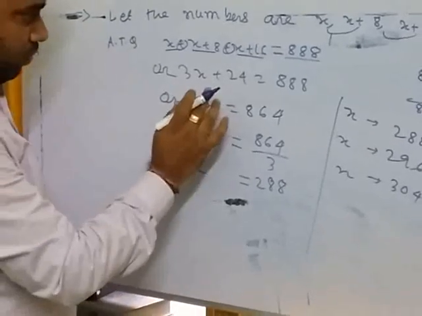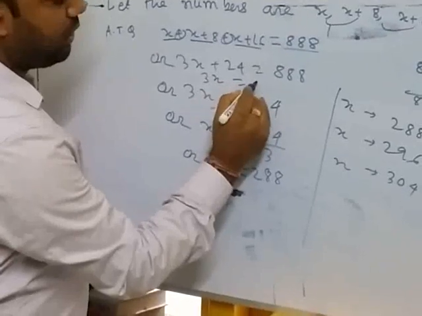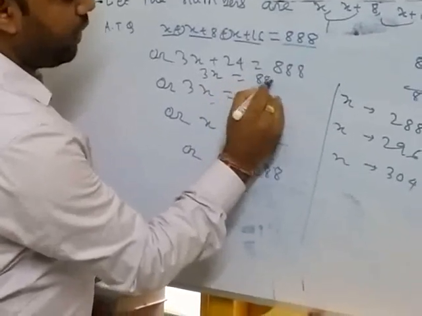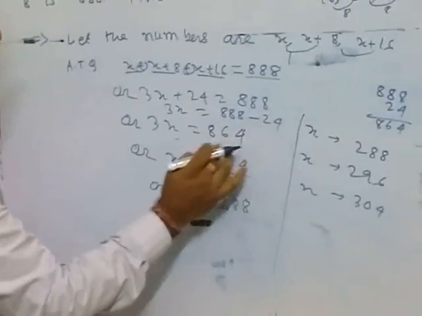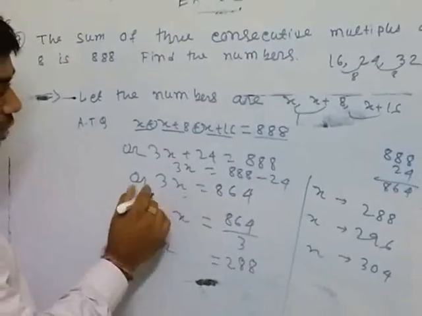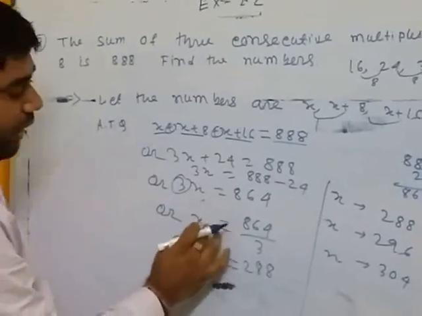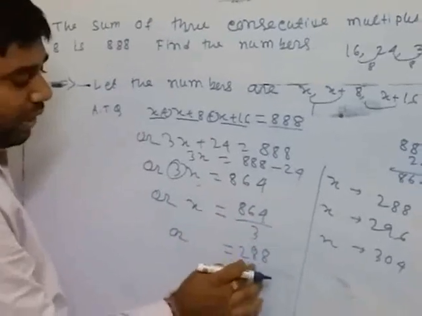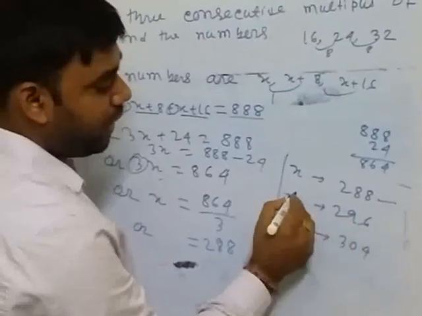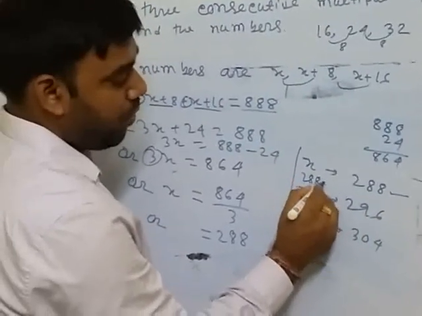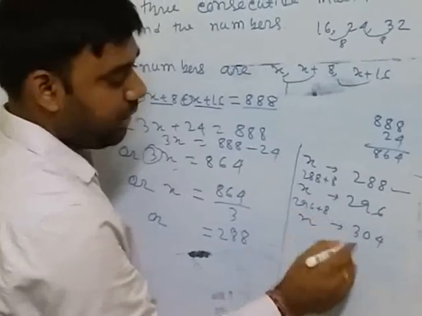888. Now if this 24 changes its side, that is plus, it will be minus. 888 minus 24, that is 864. 3 is multiplied with the x. When it changes its side, x equal to 864 by 3, that is 288. So first multiple is 288, second multiple 288 plus 8, that is 296. Third multiple 296 plus 8, that is 304.